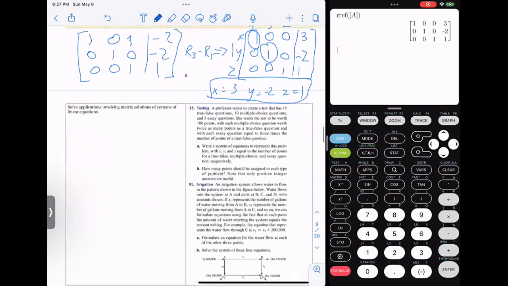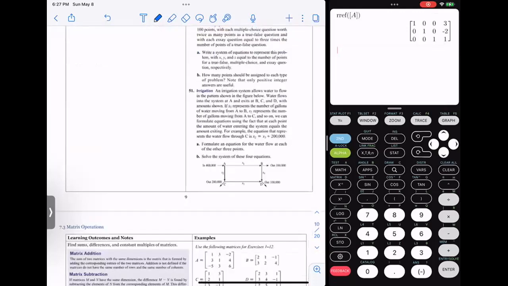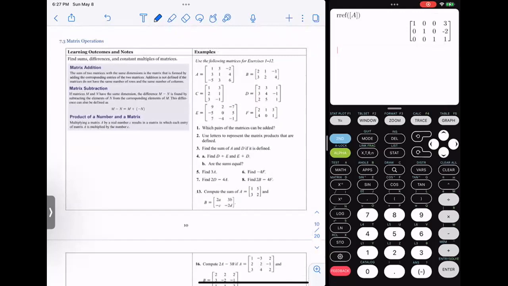All right, let's look at page 9 here. Any questions on page 9? All right. 7.3 matrix operations. Any questions on page 10? Which is all about addition, subtraction, and multiplication of matrices.